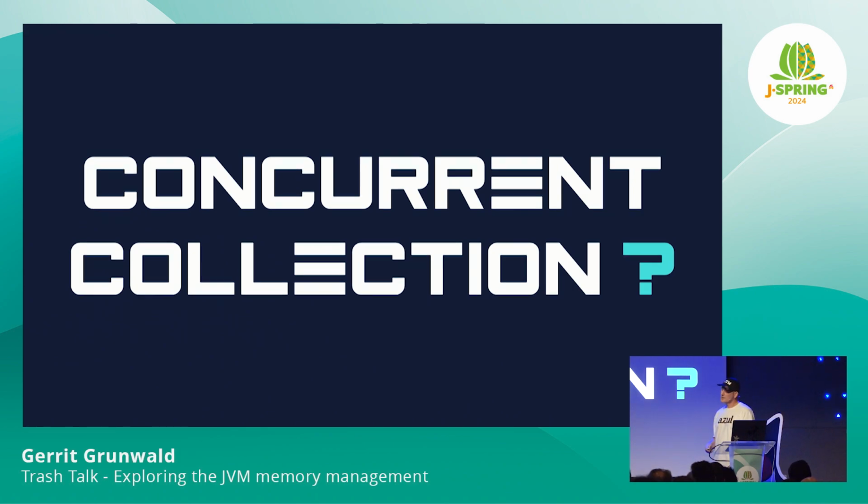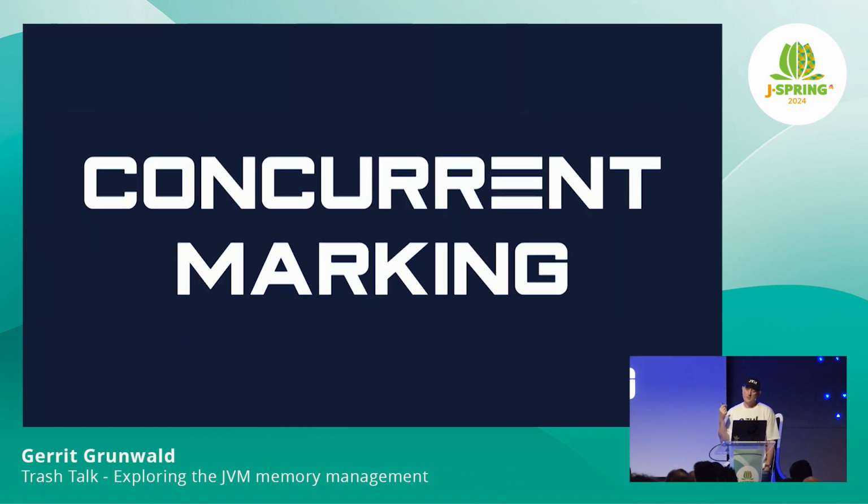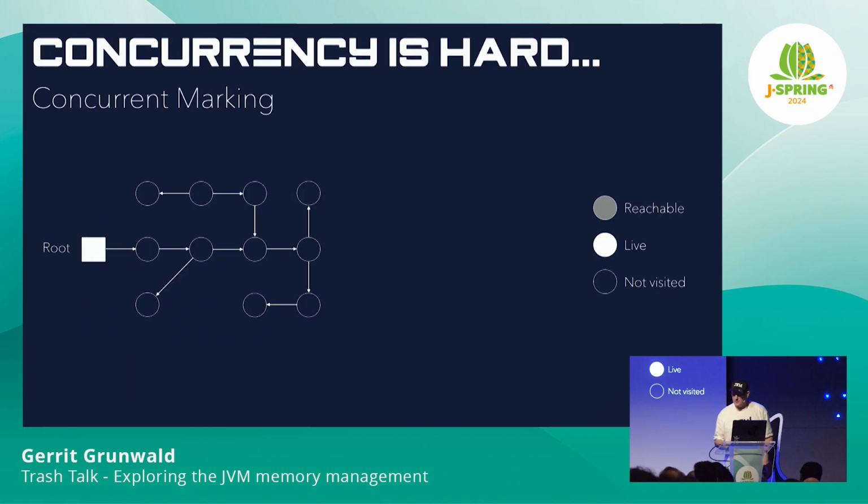If we talk about concurrent collection, it's a different thing, because concurrency is hard, right? So if we talk about concurrent marking, we have to find the live objects. Concurrently means at the same time the application is allocating memory, and objects will also die, and the collector should at the same time mark stuff that is live, remove stuff, and it should work somehow, right? So we have to figure out how that works.